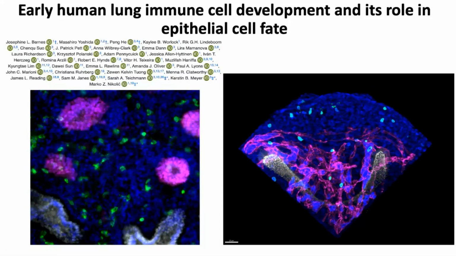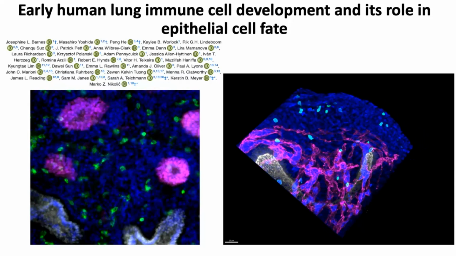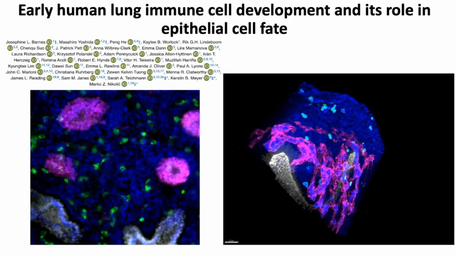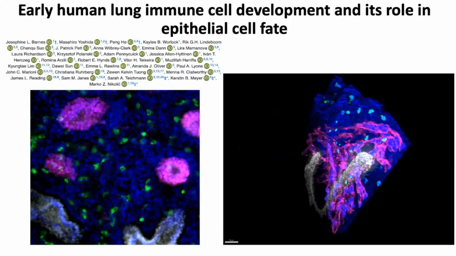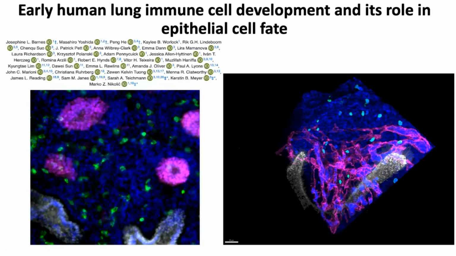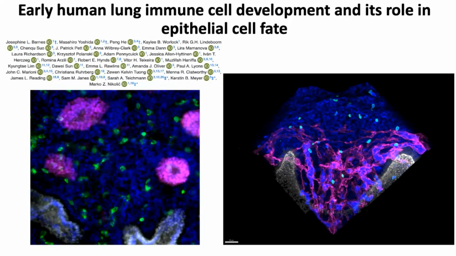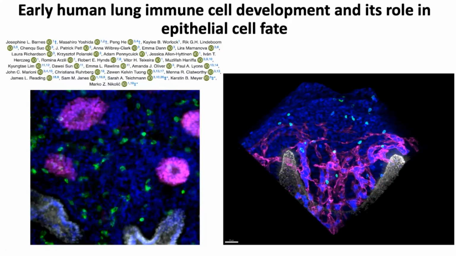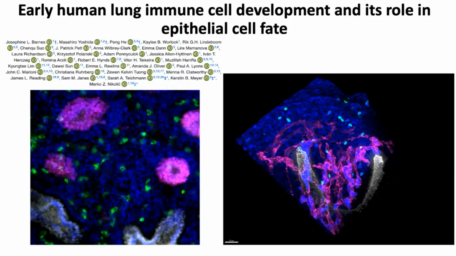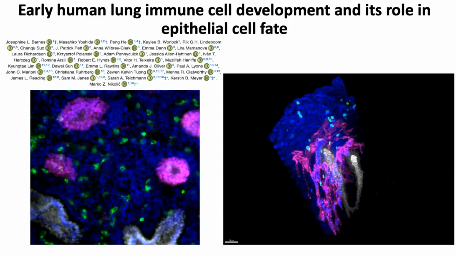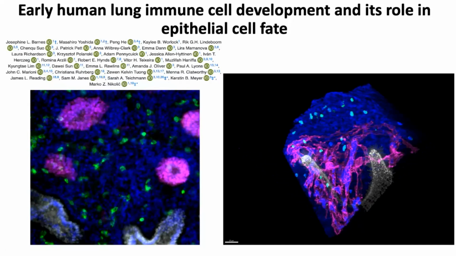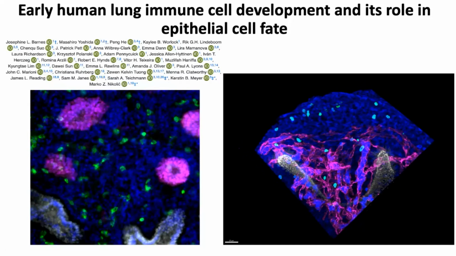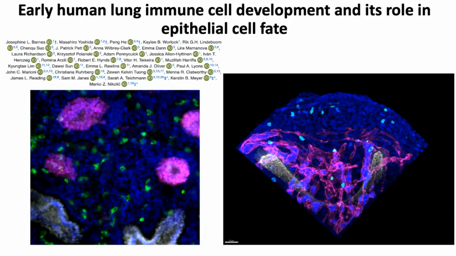In this movie, we share the main findings from our work investigating early human lung immune cell development and its role in epithelial cell fate. Previous studies of human lung development have focused on epithelial and mesenchymal cell types, but much less is known about the developing lung immune cells, even though the airways are a major site of mucosal immunity after birth. An unanswered question is whether tissue-resident immune cells play a role in shaping the tissue as it develops in utero.